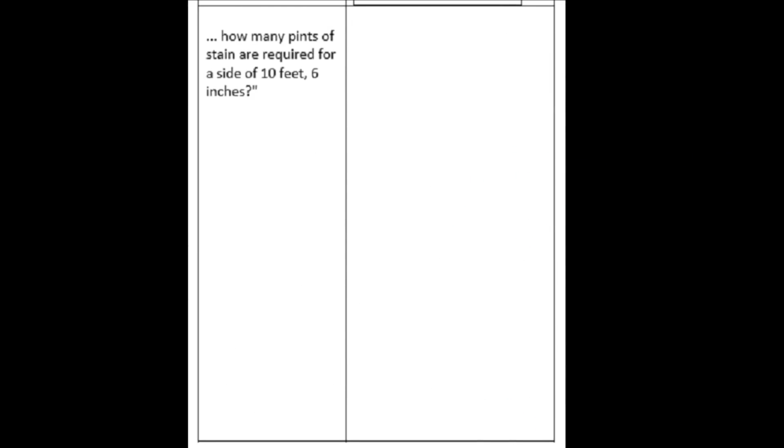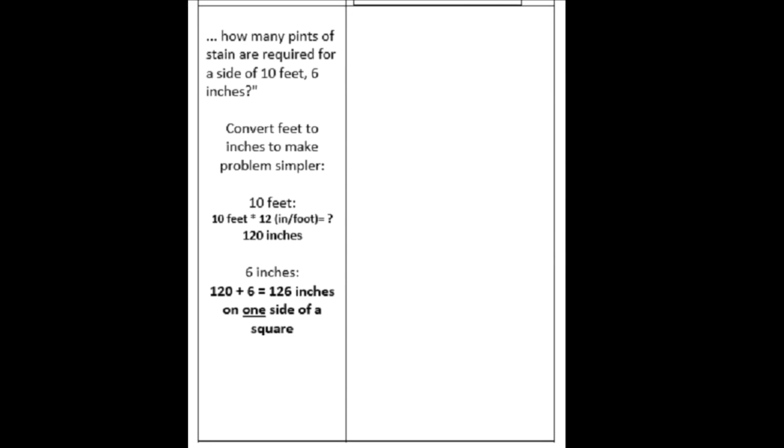The question is actually how many pints of stain are required for a side of 10 feet 6 inches. So we're going to convert this to inches to make the problem a little bit easier. So 10 times 12 is 120, and just add that 6. One side of the square we're trying to paint is 126 inches. Now, if we take that information and find the area of that square. So if a square has a side of 126 inches, 126 squared is 15,876 square inches. All right, now we're ready to create a chart.